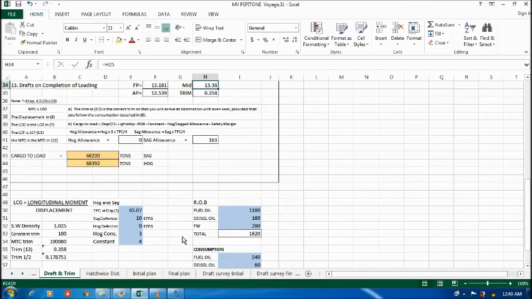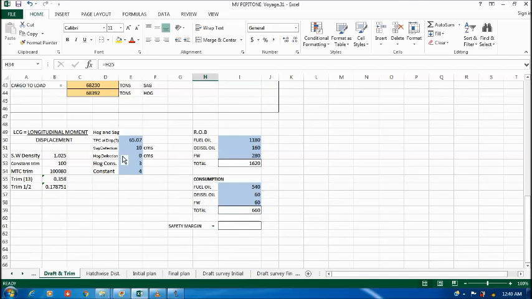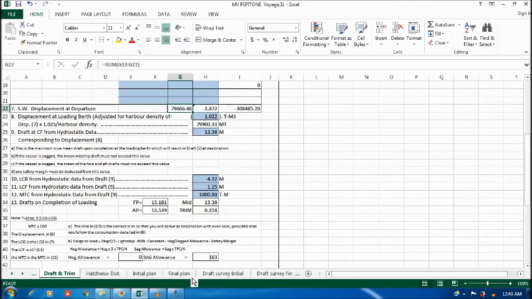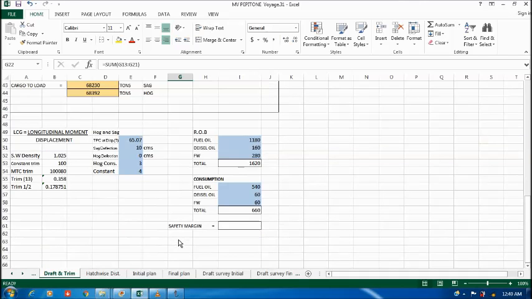Okay, right, on the displacement 07. How do we get this TPC? Again, I'll just show you how to get the TPC on the hydrostatic table. Look for the displacement on your hydrostatic table and look for the TPC on that value, on the nearest value of that displacement.